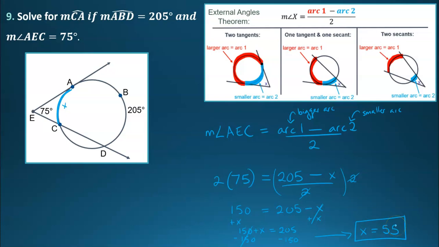You could also, starting from right here, subtract 205. I think that might mix some students up because then you're going to get a negative number, but you're going to have negative 55 equals negative x. You can just multiply both sides by -1 and you get the positive.